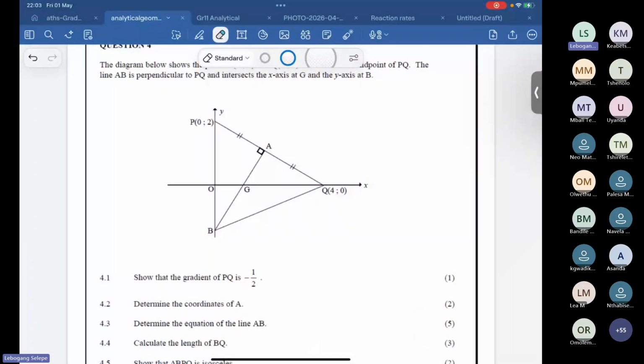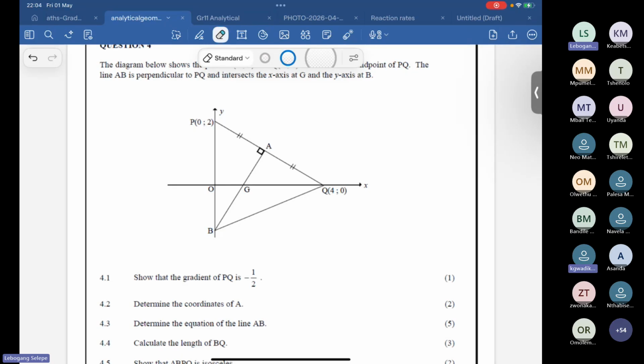And then they're saying to us, AB is intersecting the x-axis at G. So again, you can see a lot of things on the diagram, but one thing that we are also seeing is line segments, right? Which is perfect. Now, the first question says to you, show that the gradient of PQ is negative 1 over 2. How can you do that?